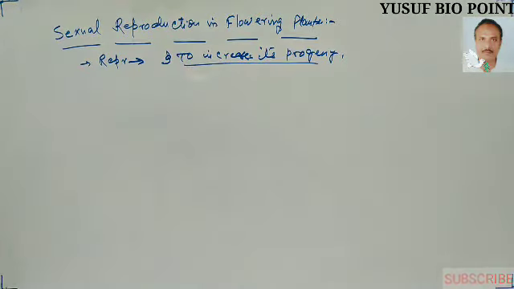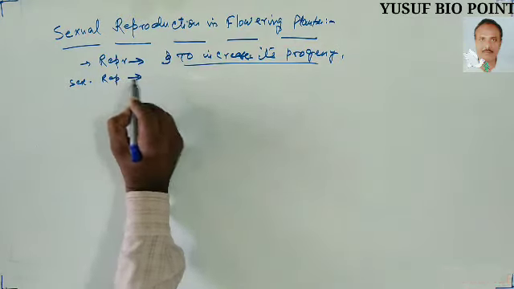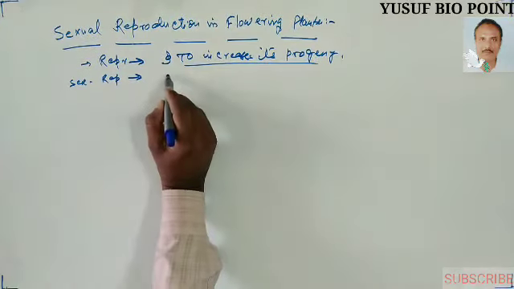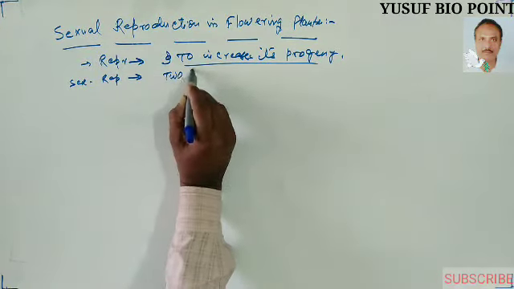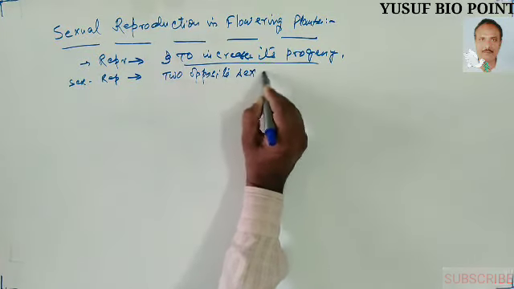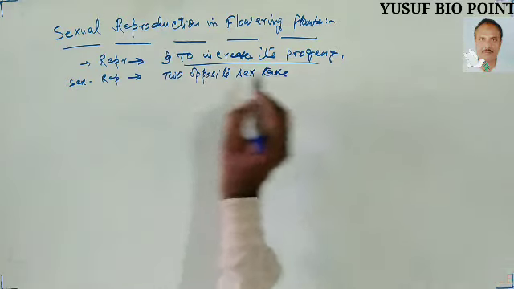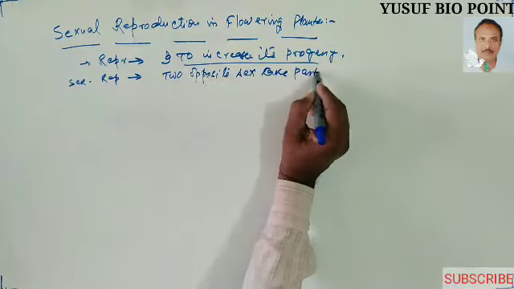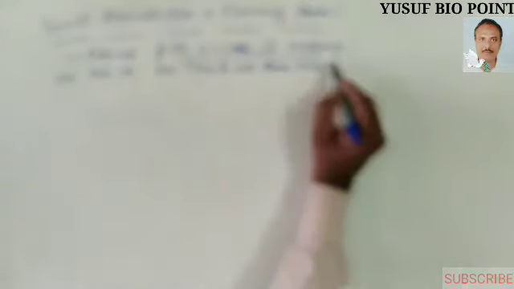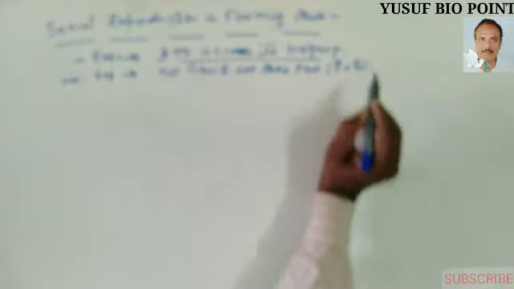So sexual reproduction means such type of reproduction in which two opposite sexes take part. One is male and the next one is female.